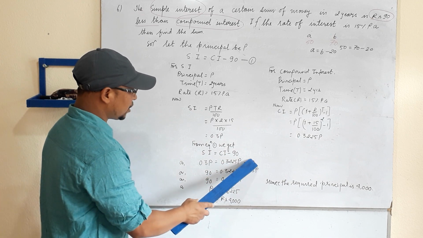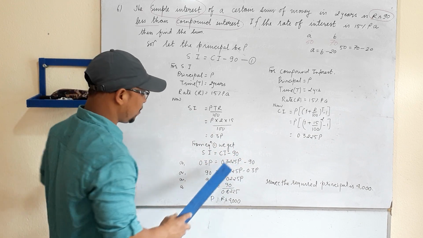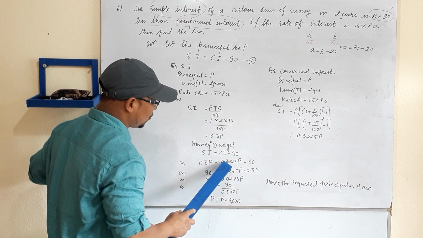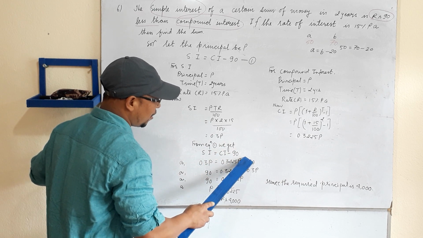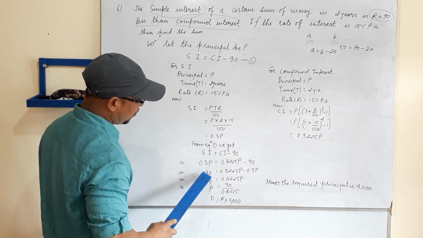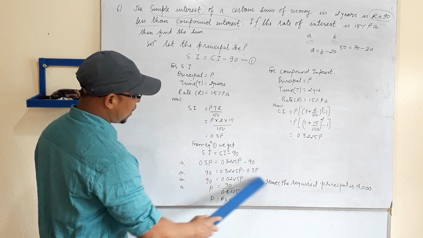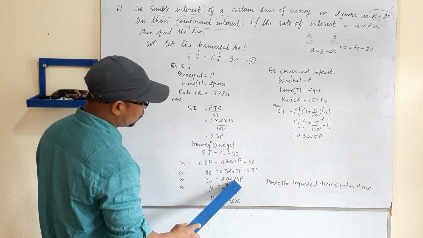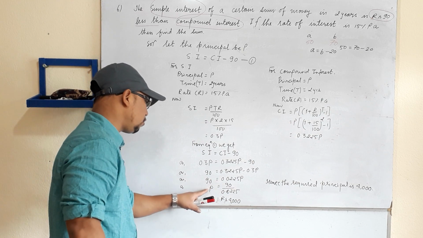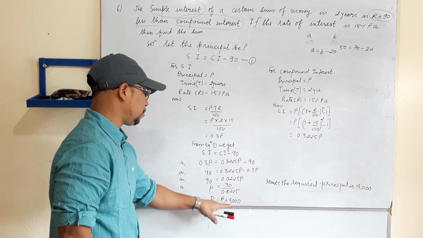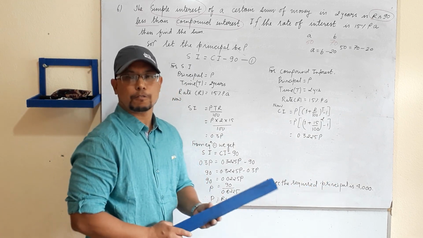Now this 90 comes here, and this 0.3 goes to the right hand side, because 0.3225 is greater than 0.3. So 90 comes to the left hand side, and it is 90 equals this value minus 0.3P. When you subtract this value you will get 0.0225P. Now finally calculate the value of P. P equals 90 divided by this value, and it gives you 4,000 rupees. Hence the required principal is 4,000 rupees.